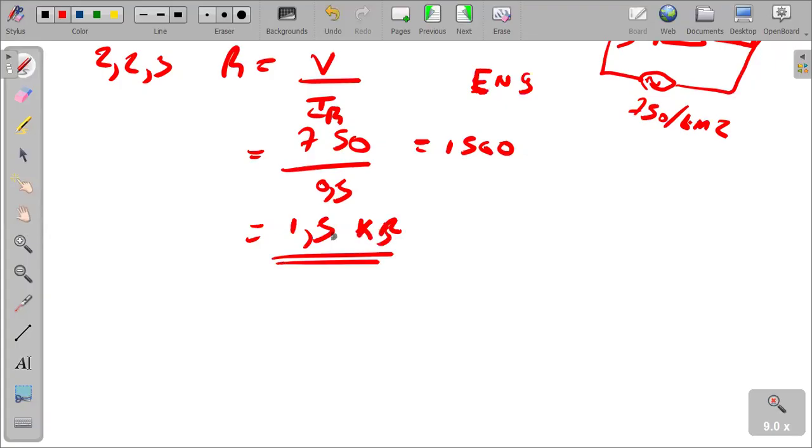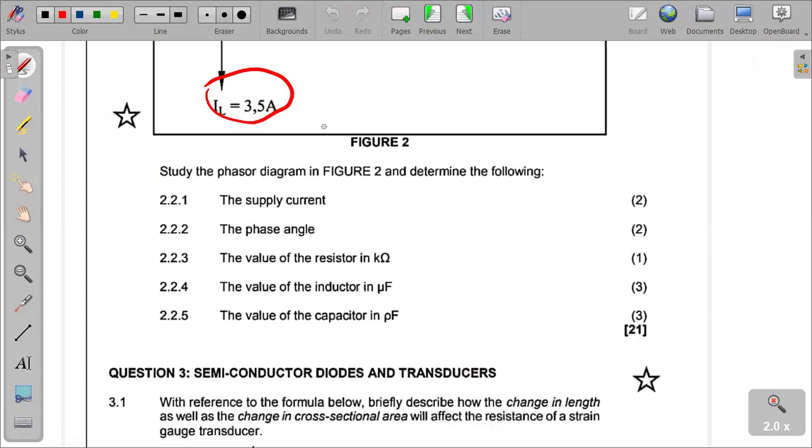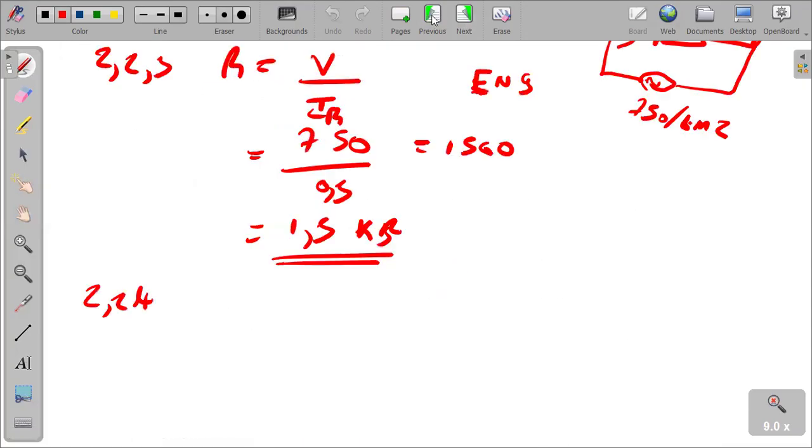So that's 2.3. Let's go to 2.2.4, inductive reactance. Calculate the value of the inductor in microfarads, right? That's an error which needs to be corrected. It has to be in microhenries. Why? Because we measure inductance in henries, not in farads. We measure capacitance in farads. So that was just a typing error there. Right, so let's then calculate it.